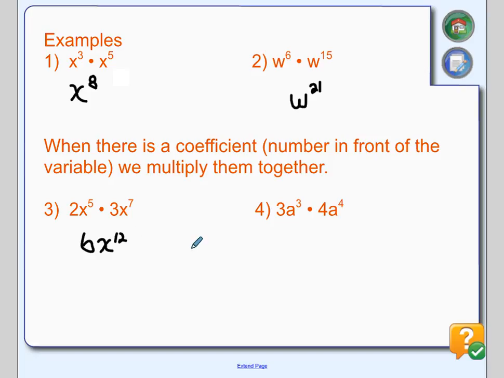So it's that easy. For example, in this one, we have 3 times 4 first, because I need to multiply my coefficients, which is 12. Then I'm going to keep my base, which is a, and add my exponents up, which is going to get me 7.